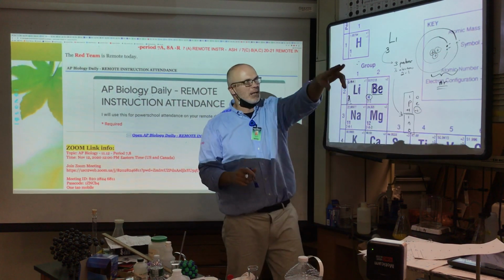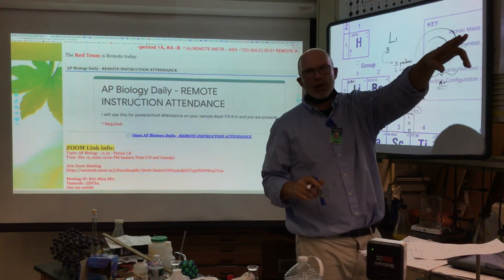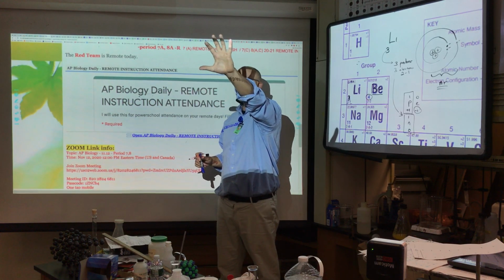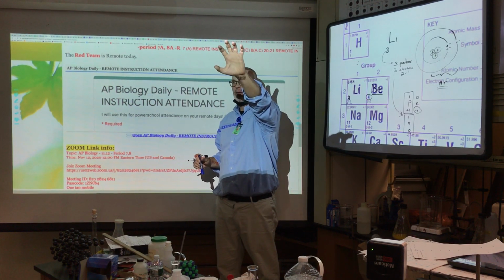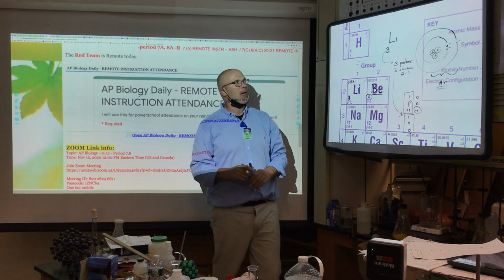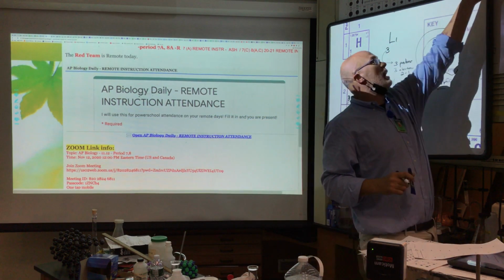If we go to the next element, boron, that's atomic number 5. How many protons? 5. How many electrons? 5. Good. And that would be 2-3. You get the point. And we end on 2-8.